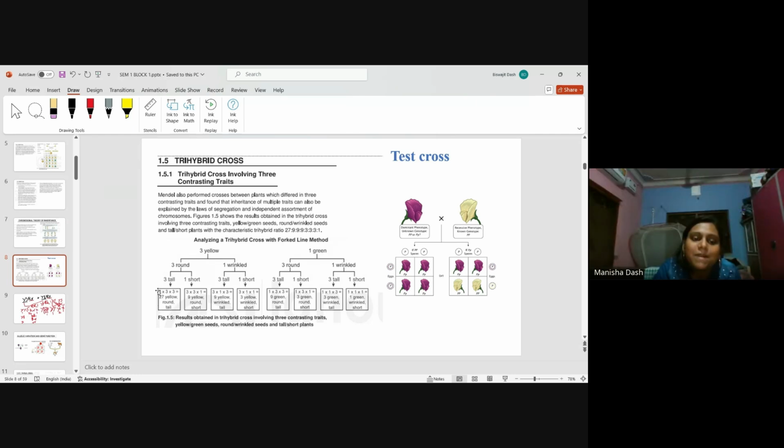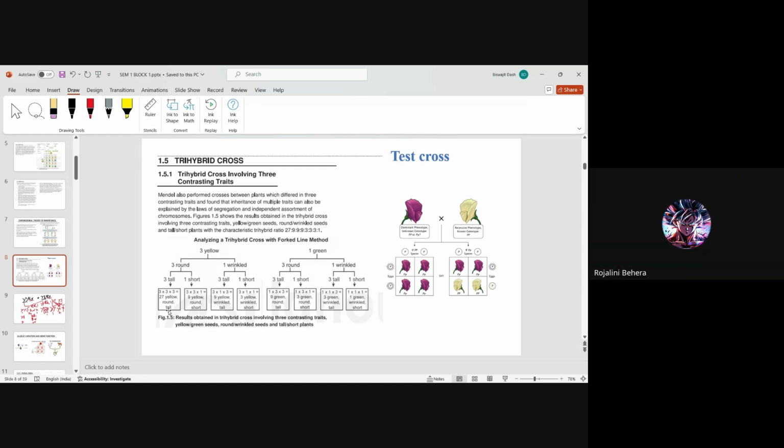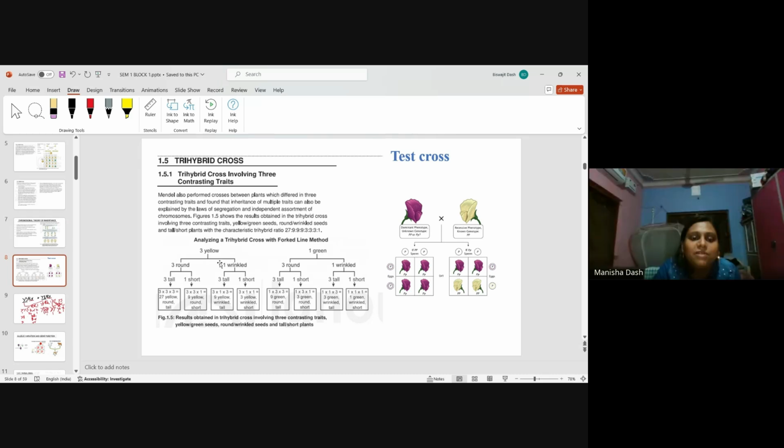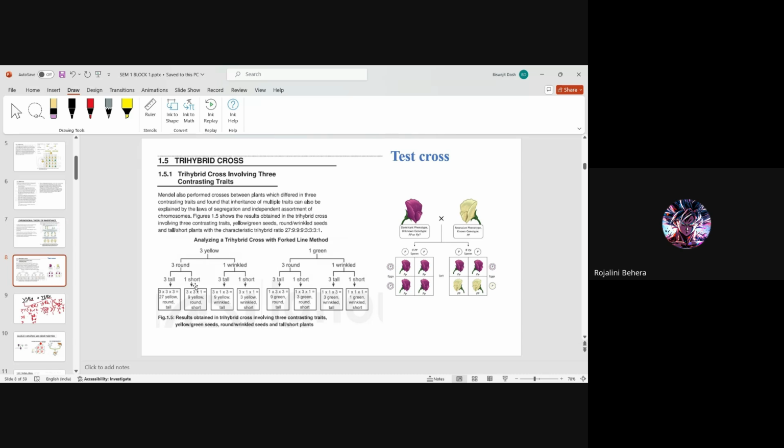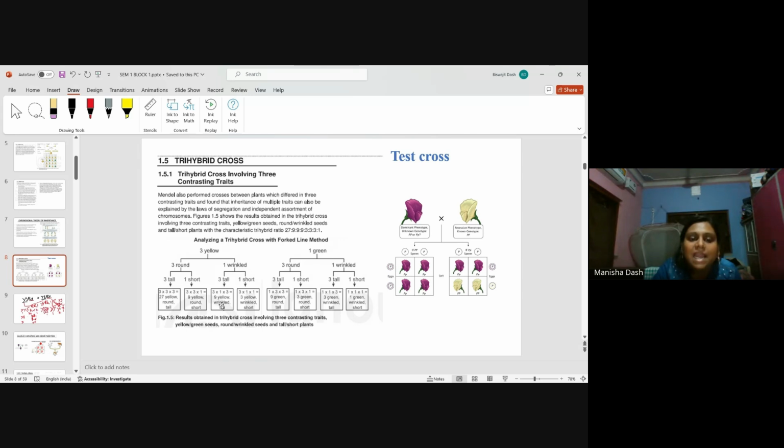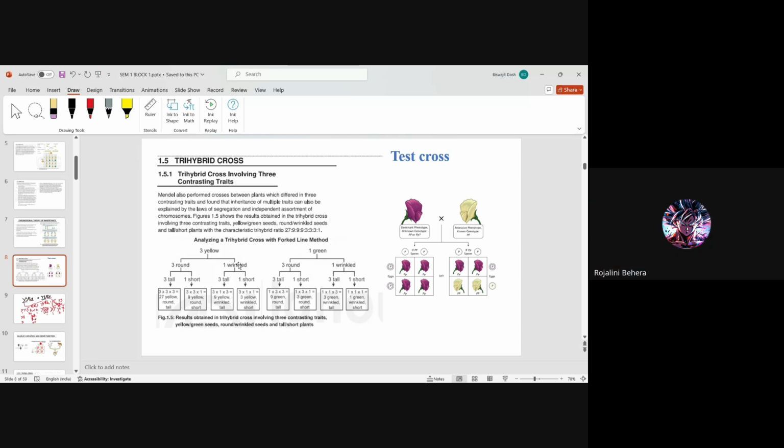27 plants will be yellow, round as well as tall. Similarly, 9 will be yellow, round and short. Then 9 will be yellow, wrinkle and tall. 3 will be yellow, wrinkle and short.